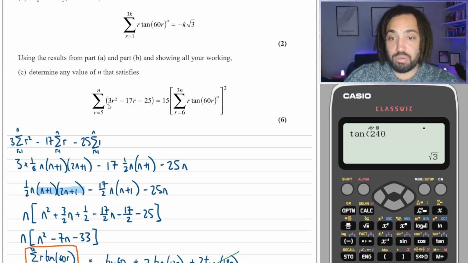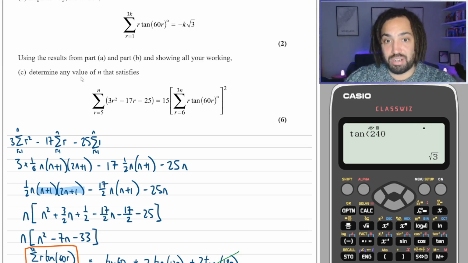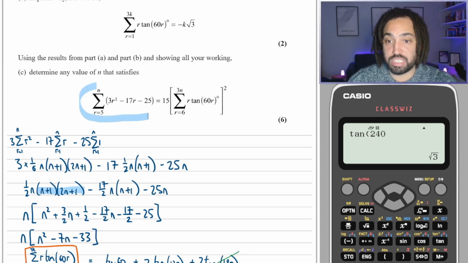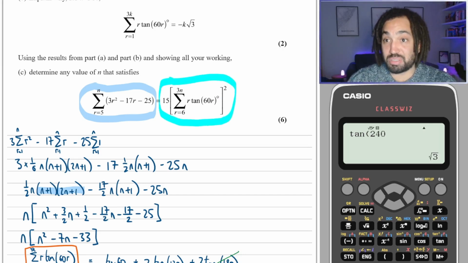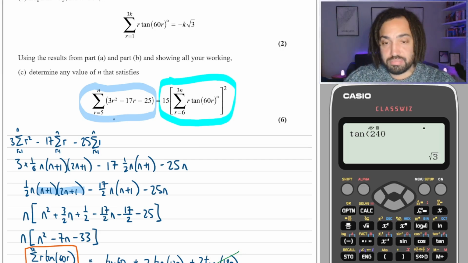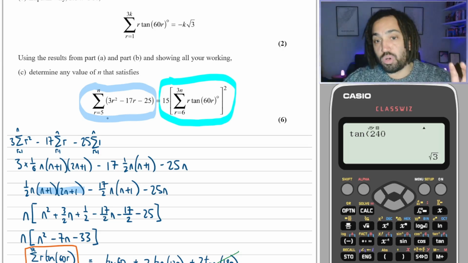Okay, now we need to do, for 6 marks, the n that satisfies this first one, which we've already kind of worked out, but starting at 5. And then this second one, which we've just looked at, times by 15, but starting at 6, and it has to be squared. Okay, let's start with this one here. We know already that it simplifies to n squared minus 7n minus 33, but it starts at 5, which means we need to take off the first 4 terms.